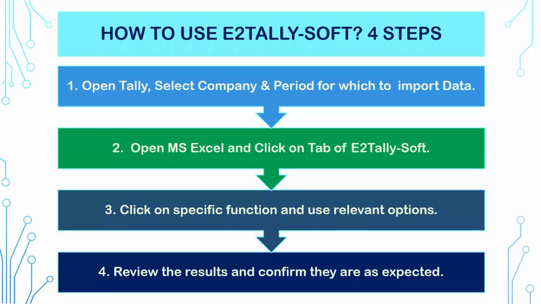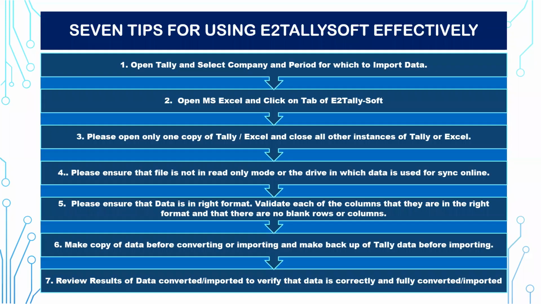How to use it? Let's focus now on the most practical aspects. And I'm going to quickly show you a demo after another 5 minutes. Open Tally, select the company and the period for which you want to import the data. Open Excel and click on the tab of the E2TallySoft. Click on the specific function which you want. For example, you want to import masters, or you want to import vouchers, or you want to convert to vouchers. Depending on that, you select the specific function and you use the relevant options as required. And once you've imported or converted, you need to review the results and confirm that they are as expected.